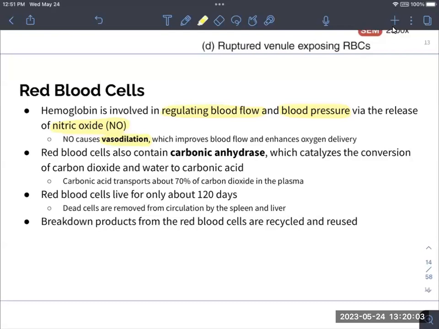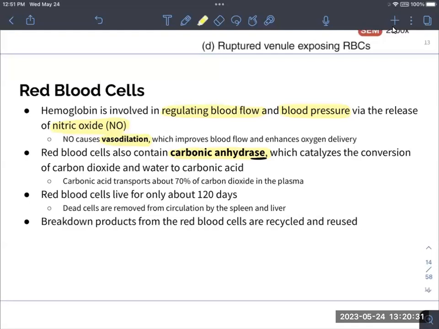Red blood cells have carbonic anhydrase. Anything that has ACE at the end of it is telling us that it is some sort of enzyme. What carbonic anhydrase does is it takes the carbon dioxide that it picks up from cells.